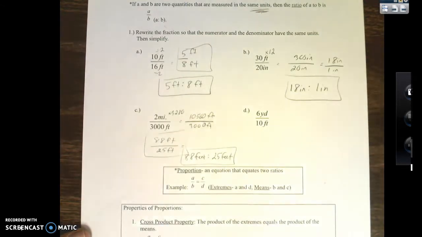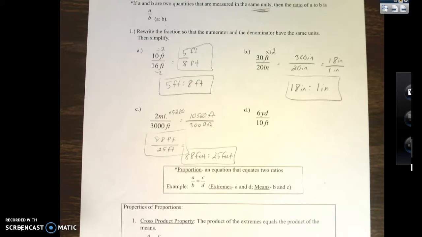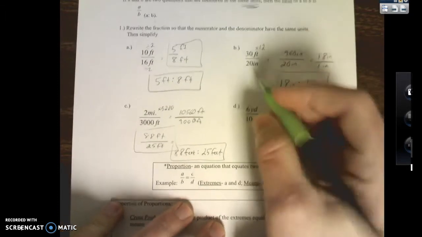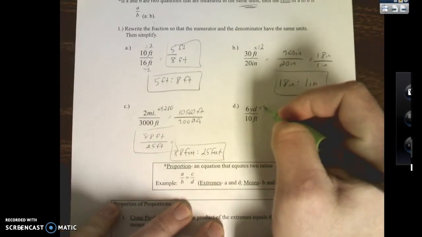Okay, wonderful. Lastly, for this part, we have 6 yards over 10 feet. If I want to convert yards to feet, I have to multiply it by 3.